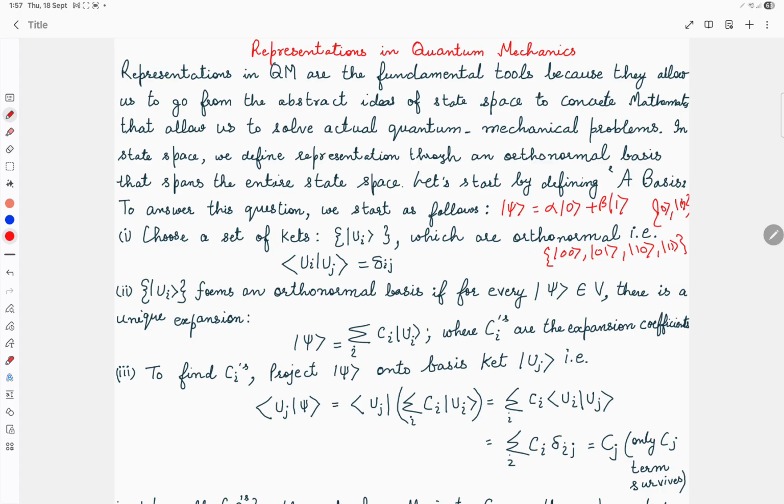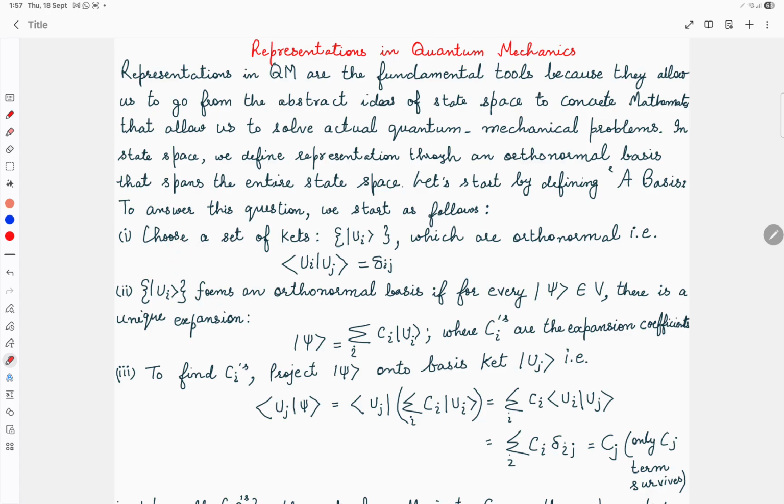So let us try to expand the discussion further. To answer this question, we start as follows. I was telling you that we have to start by defining a basis. So let's see how to define a basis.